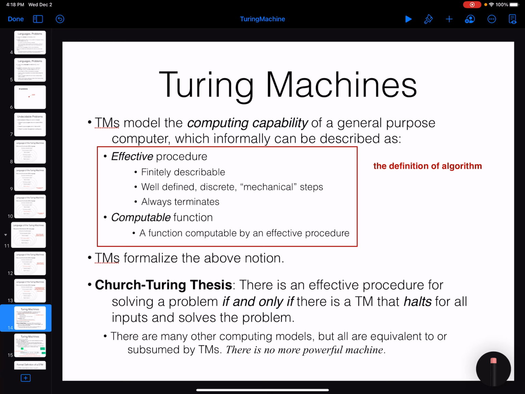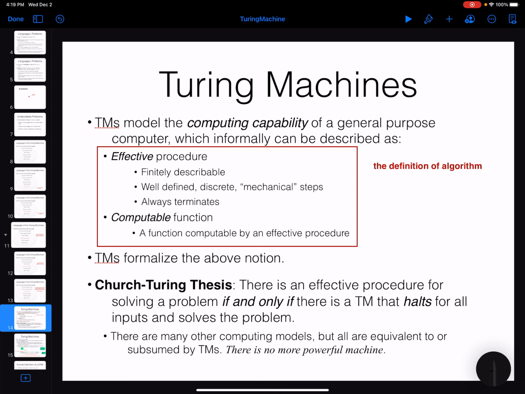So Turing machines are not only a machine like the finite automata and push-down automata. We are interested in these machines not only because they represent a set of problems, but because they are going to help us define the computation capability, the computing capability in general.